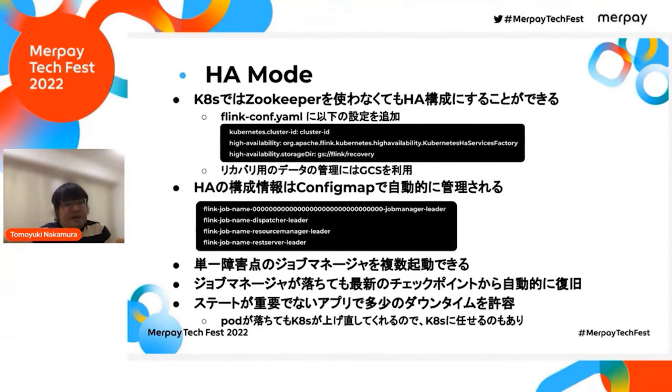The HA configuration makes it possible to start several job managers, avoiding a single point of failure. If a job manager goes down, the standby job manager becomes the leader and automatically recovers jobs from the latest checkpoint. For apps on Kubernetes where state is not critical and some downtime is acceptable, if the pod goes down, Kubernetes will automatically bring it back up again, so you can leave the management to Kubernetes.